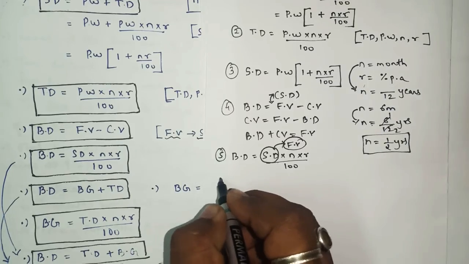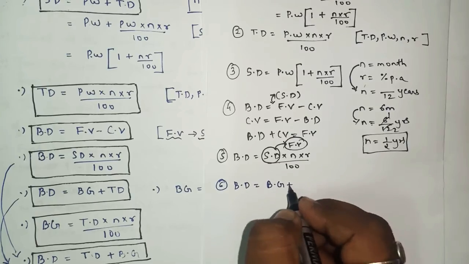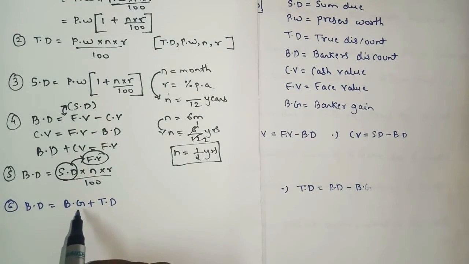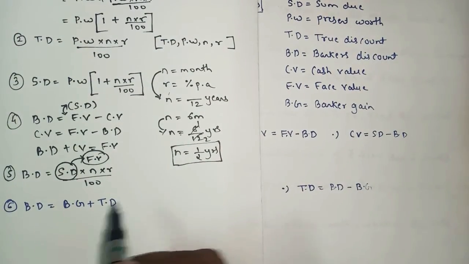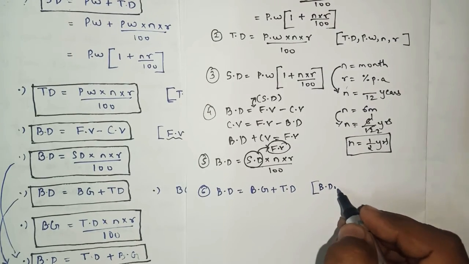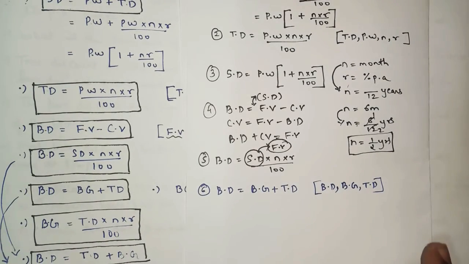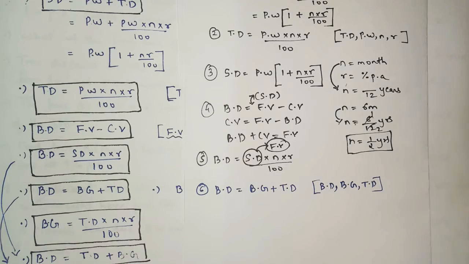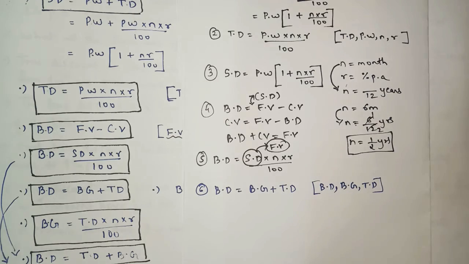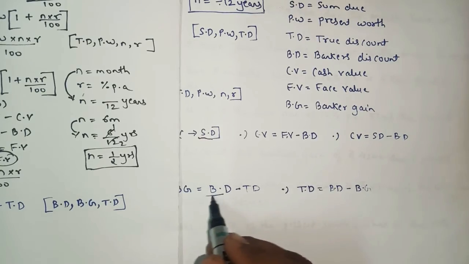The next one, the sixth one: BD equals BG plus TD. So BD stands for banker discount, BG stands for banker gain, and TD stands for true discount. So when to apply this formula: whenever out of these three values we have to find any one. Suppose two values are given and we have to find the third one. You will apply this formula, and with the help of this formula we can generate two more formulas.